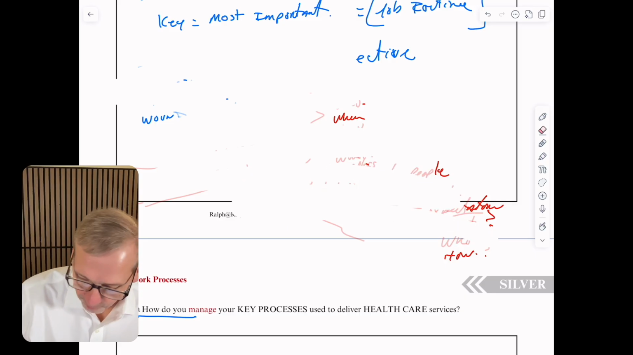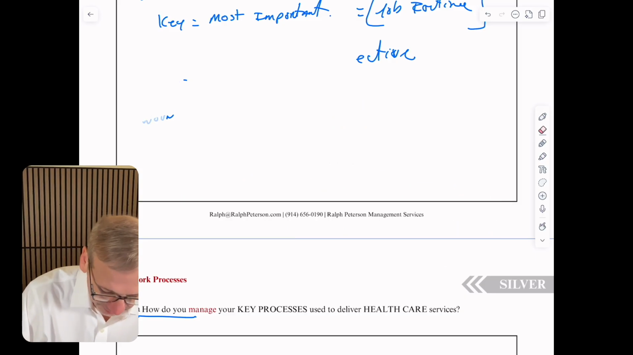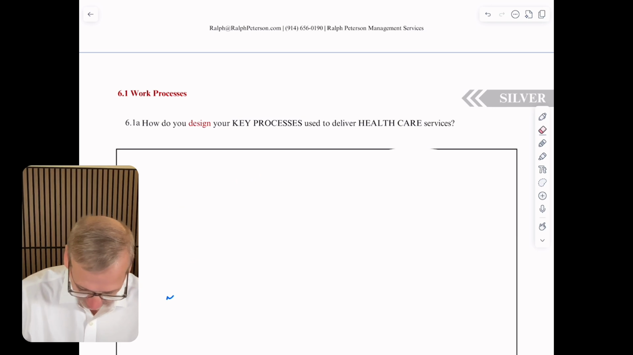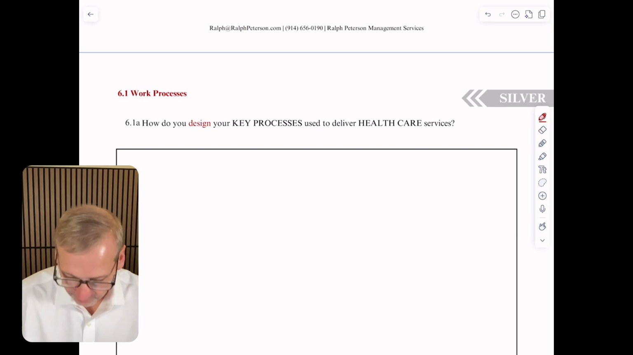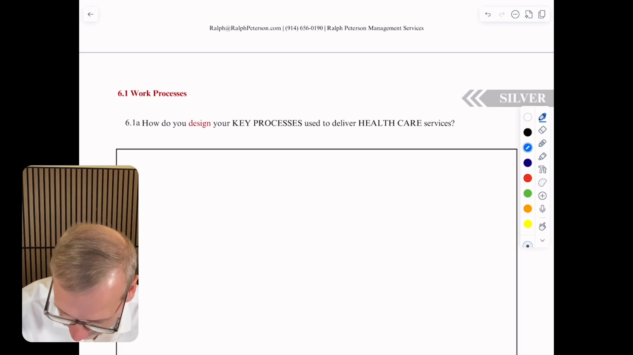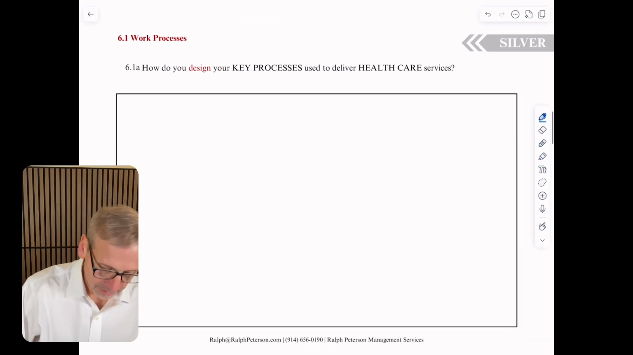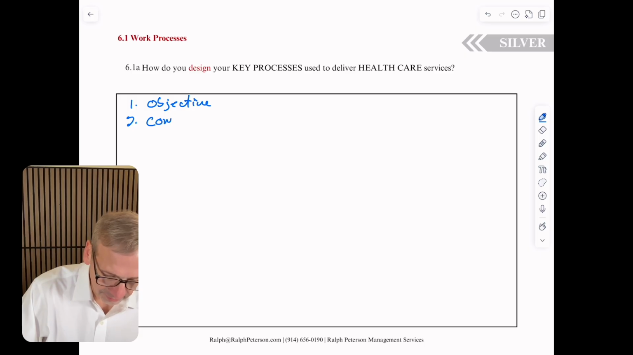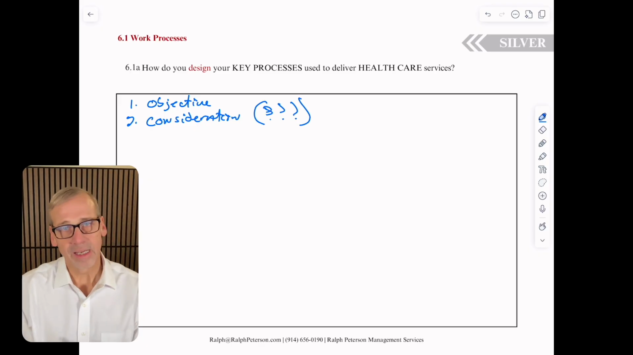I'm getting too big on my chicken scratch here. I'm erasing everything, so hope you took good notes. If not, rewind. Let me go back to my blue pen. Okay. Number one, I said we start with an objective. Number two, I talked about considerations. We ask questions. That's how we assess our considerations.